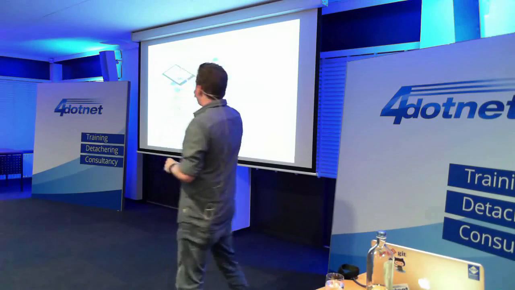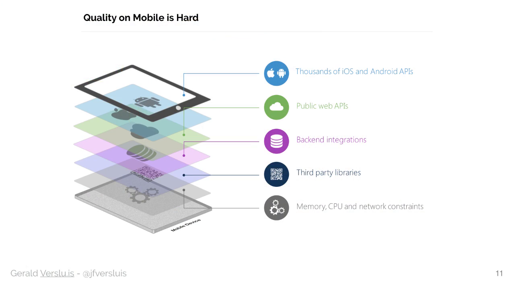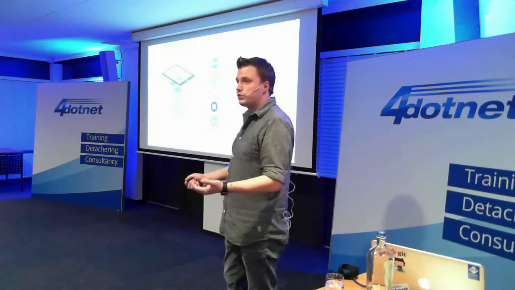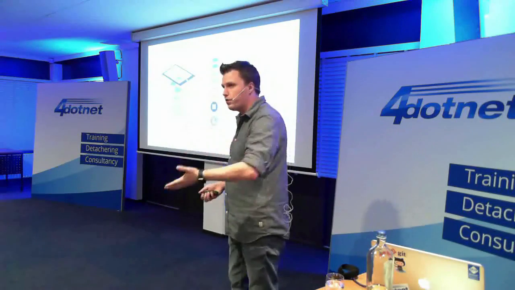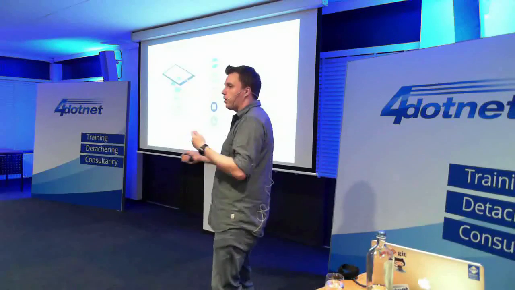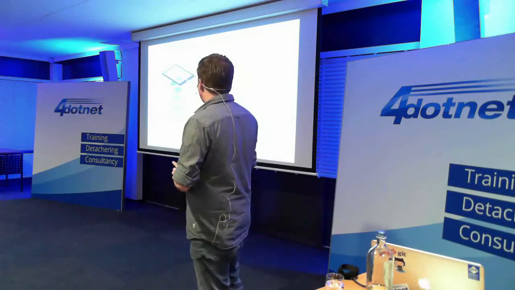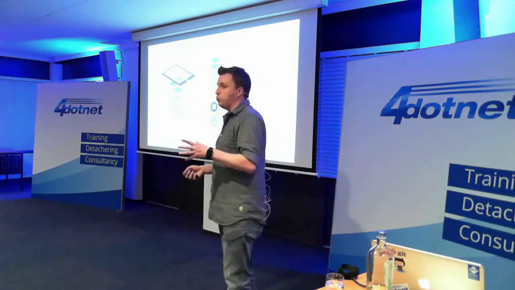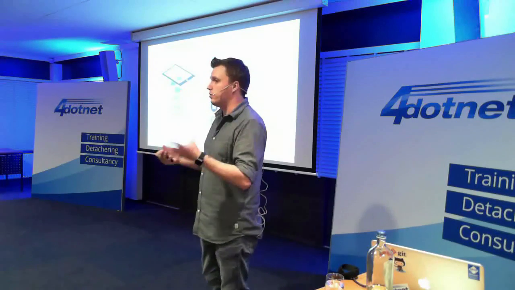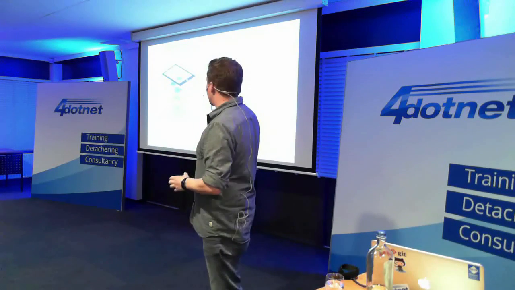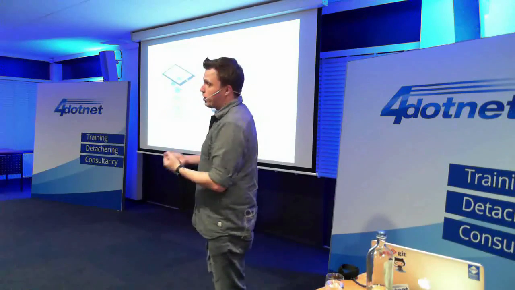And this is a typical app architecture. Well, you have thousands of APIs already. Mike told you this, I think it was 33,000 or 40,000 APIs for iOS and Android. So there's lots of APIs to use, and you have to pick the right one. Then there's public web APIs, or you can have your private, doesn't really matter.